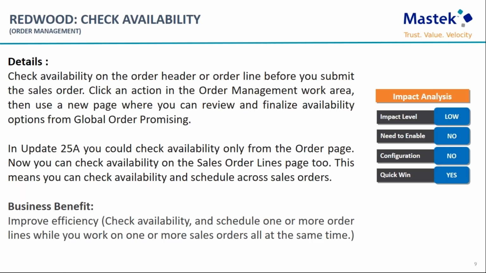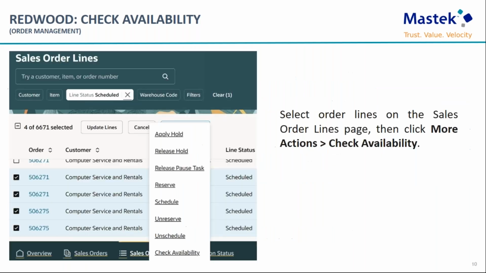The business benefit which this feature provides is that it improves the overall efficiency, as we can check availability and schedule one or more order lines while we work on one or more sales orders all at the same time. Its impact level is low, need to enable no, configuration required no, and a quick win, yes. As you can see here in the snapshot, we can go to more actions, then click on check availability to use this new feature.